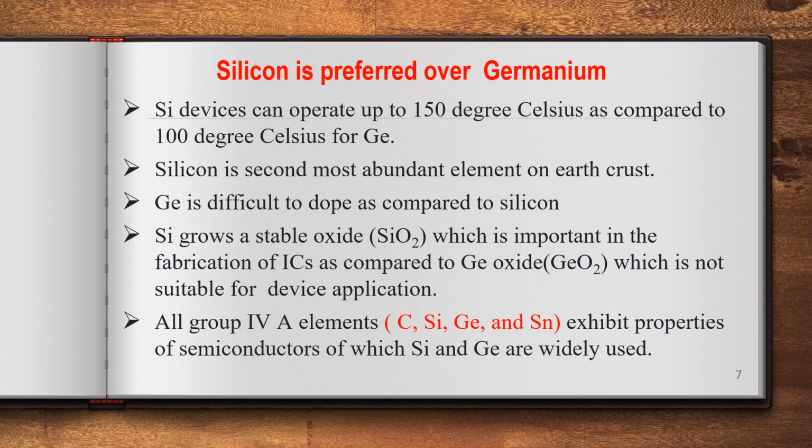Now let us see why silicon is preferred over germanium. Silicon devices can operate up to 150 degrees Celsius as compared to 100 degrees Celsius for germanium. Silicon is the second most abundant element in the earth's crust. The most abundant element is oxygen. Germanium is difficult to dope as compared to silicon. Silicon grows a stable oxide, silicon oxide, which is important in the fabrication of ICs, as compared to germanium oxide, which is not suitable for device application.